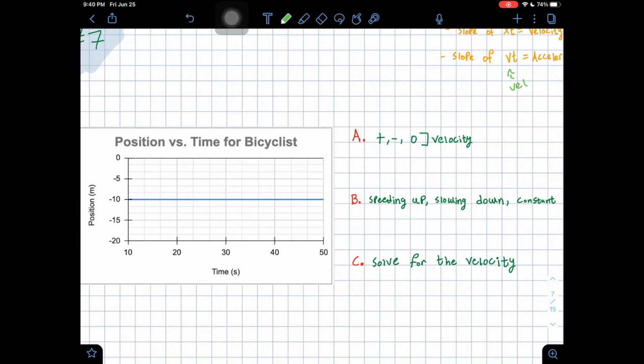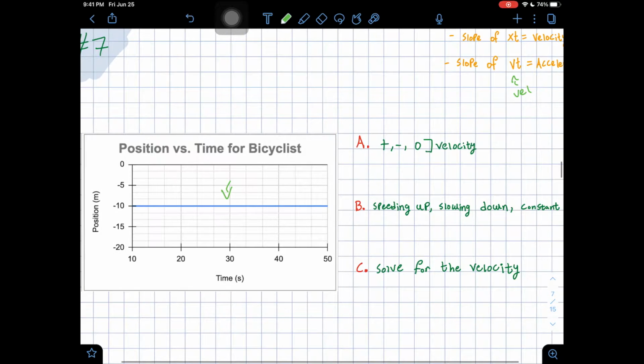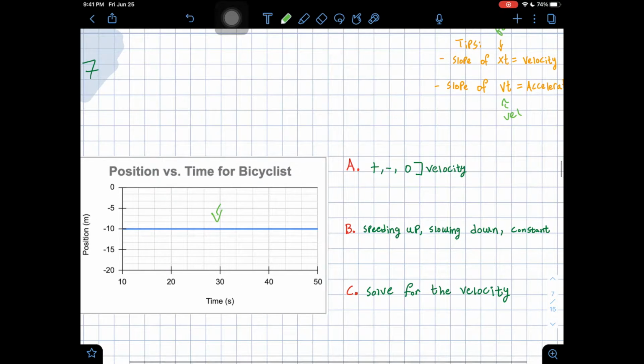Well, we want to find out if it's a positive, negative, or zero velocity. We can see that the slope is 0, and we know that the slope of the xt graph is velocity. If the slope is 0, that means the velocity is 0, so we're going to have a 0 velocity. Next, it's asking us if it's speeding up, slowing down, or at a constant speed. Well, if it's at 0, it's not speeding up, it's not slowing down, and there's no gradient that it's increasing, there's no rise over run, and there's no curve. So we're going to say it's at a constant speed.